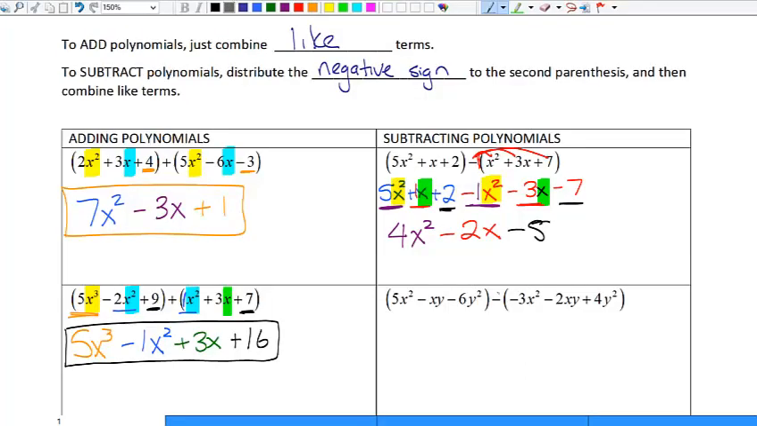On our last problem, I'm going to distribute the negative all the way through to the entire second parentheses. So that's negative 3x squared plus 2xy minus 4y squared. If you had a negative 2xy and a positive 4y squared, you're not distributing your negative all the way through to the entire parentheses. So please be careful of that. That's a common student mistake.